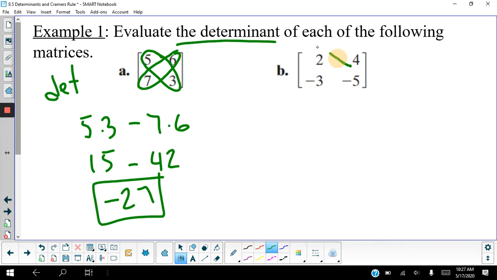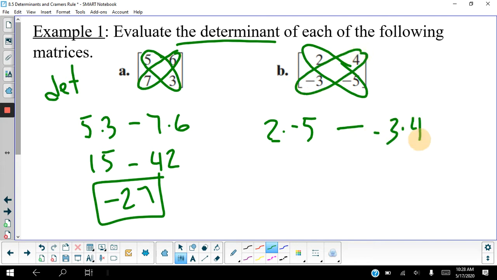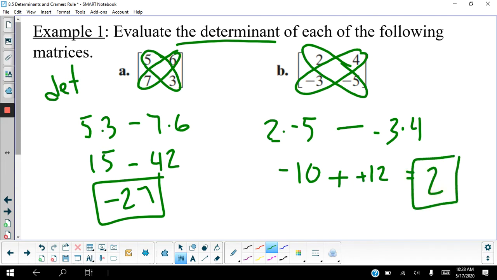Okay, so we have 2 times negative 5. Let's just write it out. So 2 times negative 5 minus negative 3 times 4. So negative 10 minus negative 12. That leaves us with a positive 2 as our determinant.